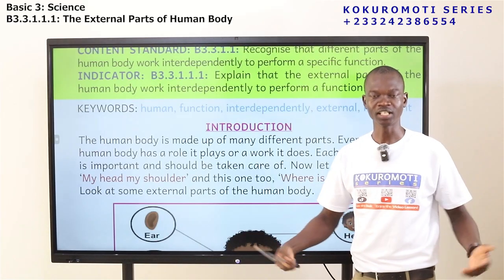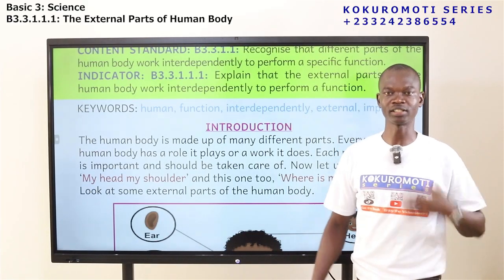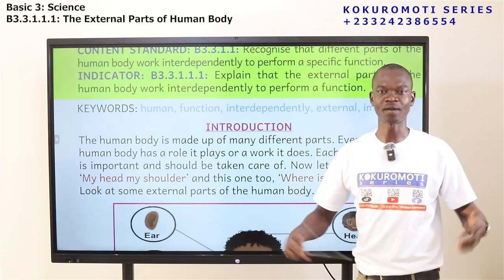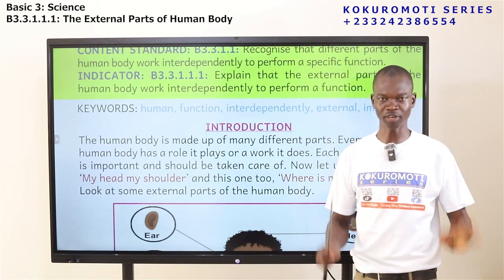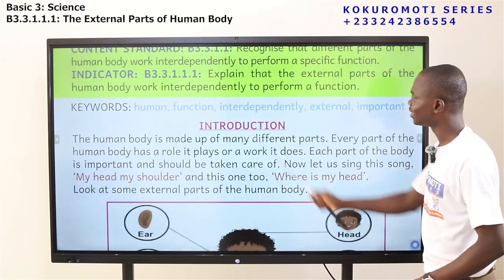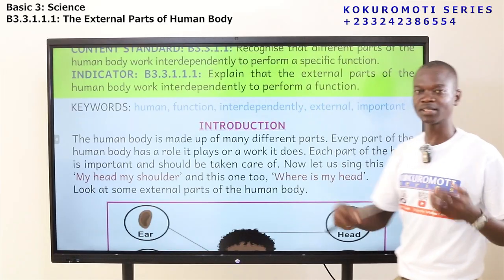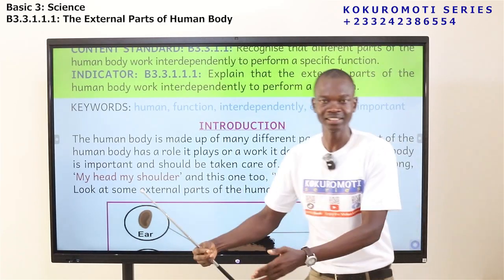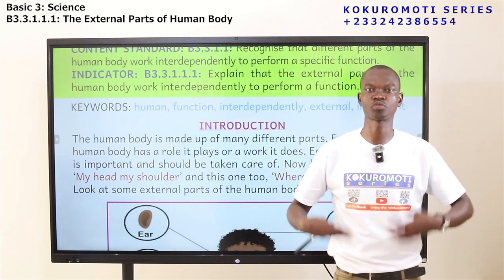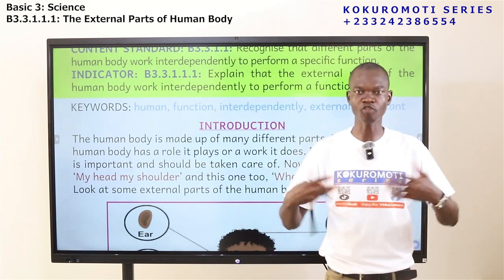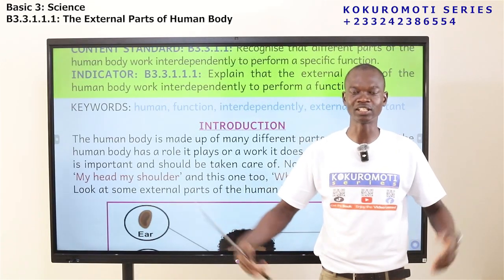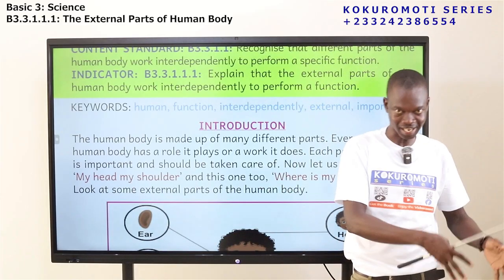The next word is function. Function is the same as what? The role, the task, the work that something does. That is the meaning of function. Now, the next word is interdependently. Say it after me. Interdependently. Interdependently means that one part depends on another part, or different parts come together to perform a task, a role, a function. So interdependently means that one part depends on the other.